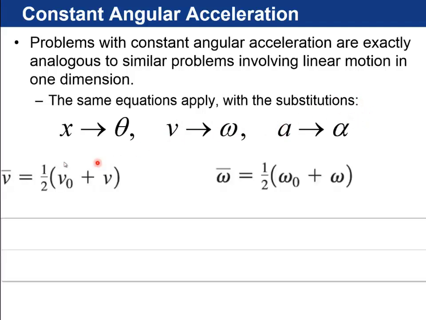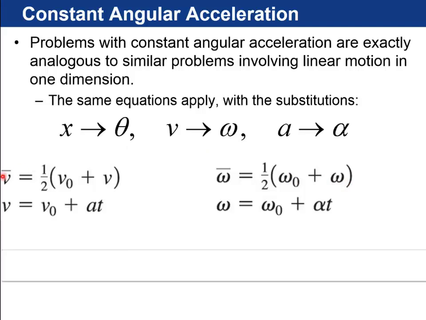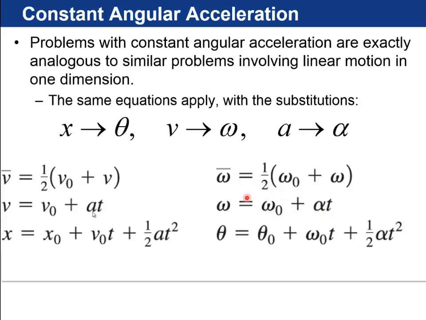So for example, here's our definition of average speed: one half of the initial plus the final speed. Well, now the average angular velocity is one half of the initial plus the final angular velocity. The final speed is the initial speed plus acceleration times time. Final angular velocity is the initial angular velocity plus alpha times time.